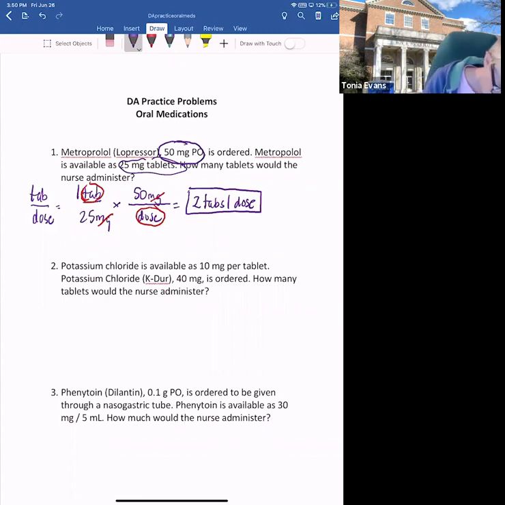Let's see, potassium chloride. What do we know? We've got 10 milligrams per tablet. We've got an order for 40. How many tablets would we administer? So again, we're looking for tabs per dose. Step one.